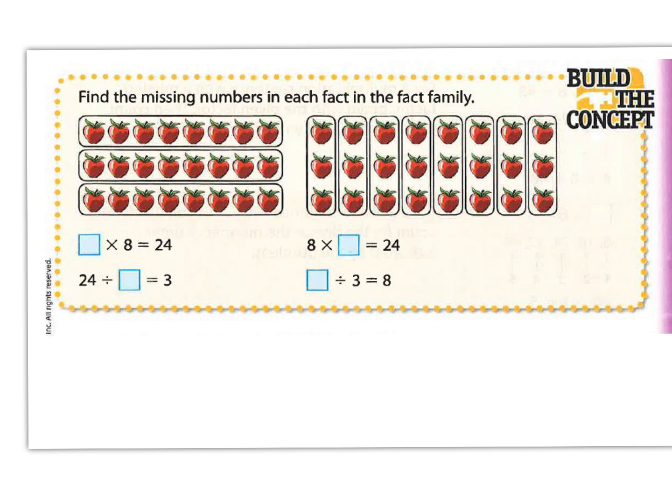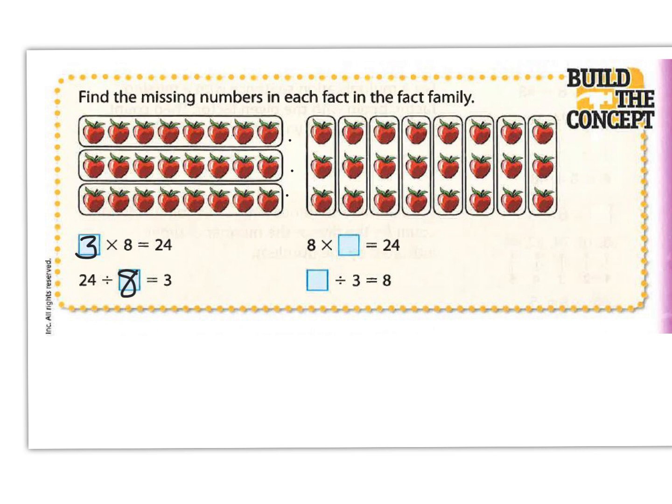This says, find the missing numbers in each fact in the fact family. So here we have a picture. So we have something times 8 equals 24. Well, in this group, there's 1, 2, 3, 4, 5, 6, 7, 8 apples, and there are 1, 2, 3 groups. So we know that 3 times 8 is 24. We can also do 24 divided by 8 equals 3, because we have 24 total apples made 3 groups, and then there's 8 in each group.